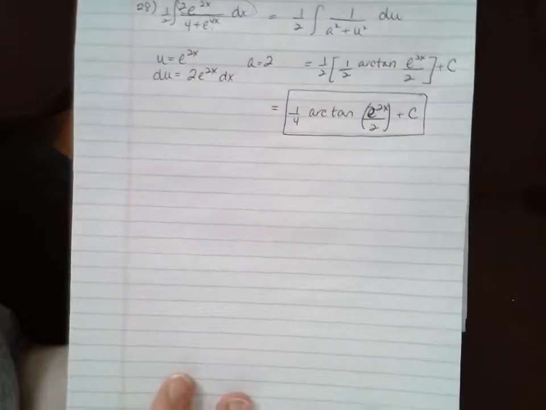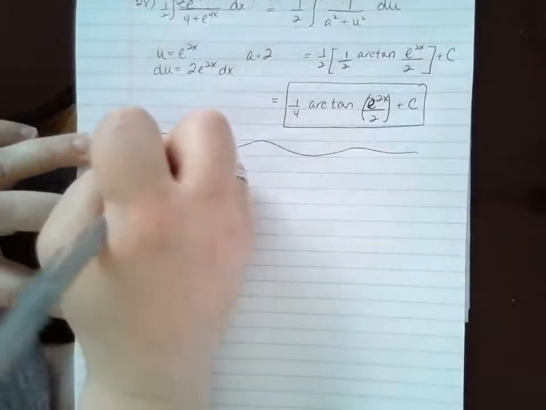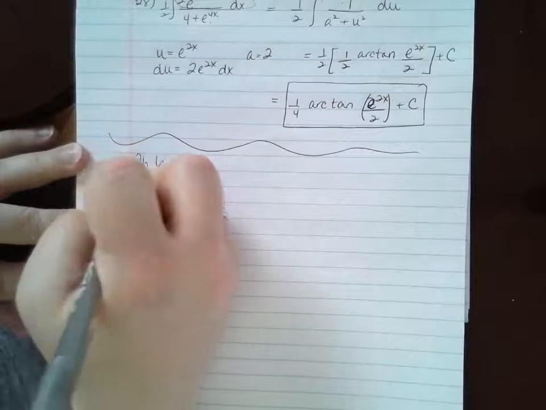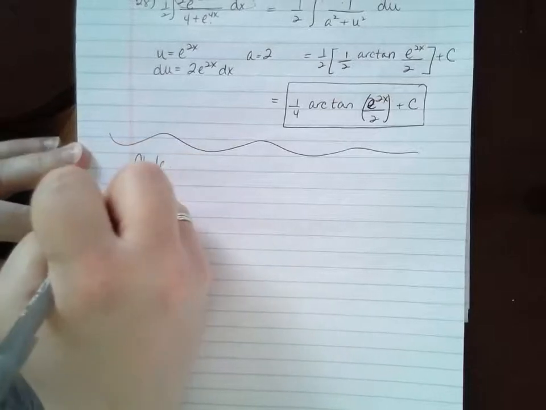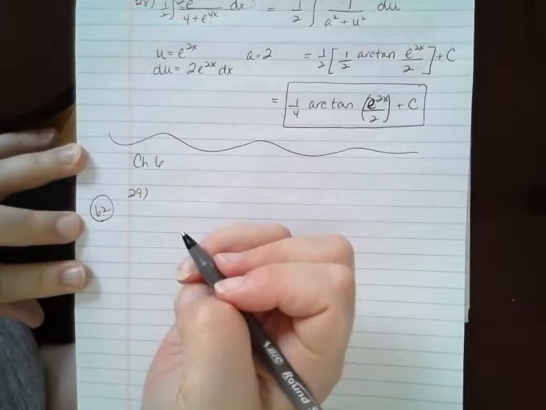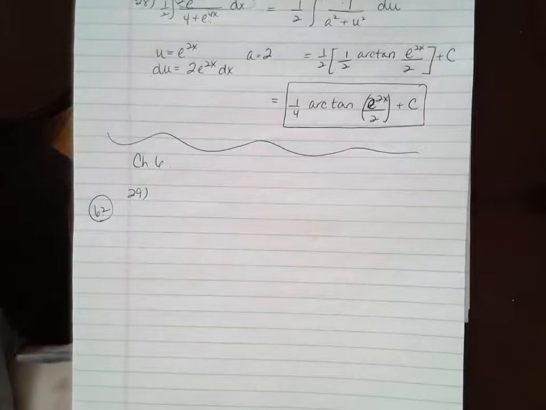Alright, and here's the video for chapter 6. Let's see, 6.1 is skipped, so we're going to start with 29, which is 6.2. The rate of change of y is proportional to y. When x equals 0, y is 4. When x equals 3, y is 10. What is the value of y when x equals 6?